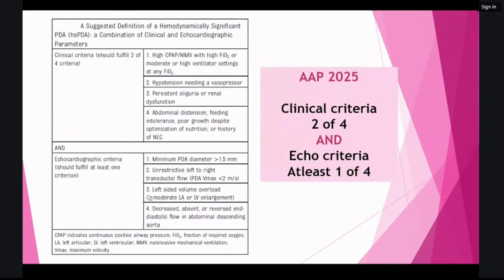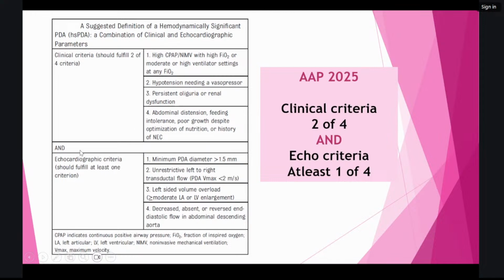So, according to the AAP criteria 2025, HSPDA is a combination of clinical and echocardiographic parameters. In clinical criteria, it should fulfill 2 out of 4 criteria. First is the high CPAP or NIV with high FiO2 requirement or high ventilator settings at any FiO2. Second is hypotension needing a vasopressor. Third, persistent oliguria or renal dysfunction. And fourth is abdominal distension, feeding intolerance, poor growth, or history of NEC.